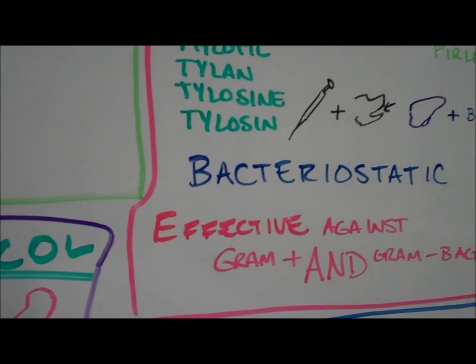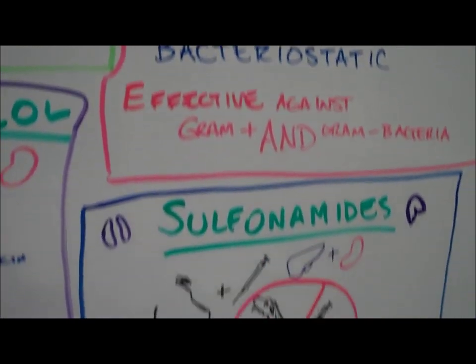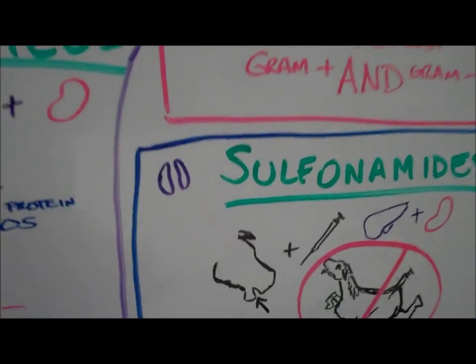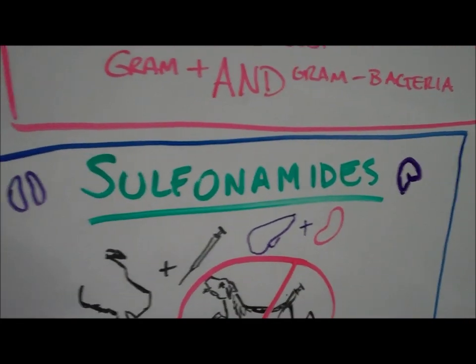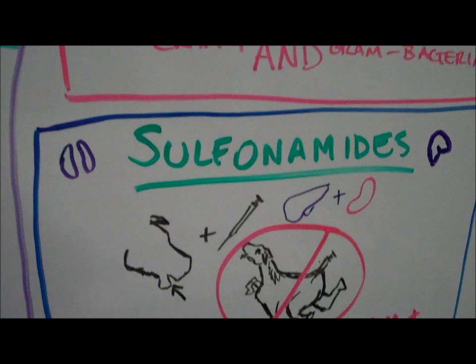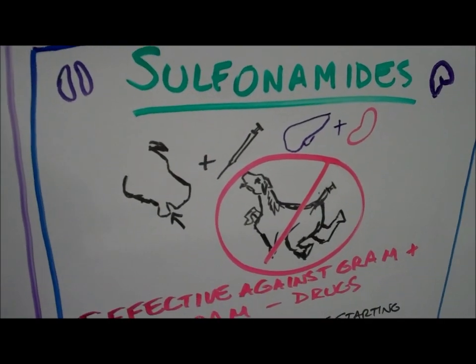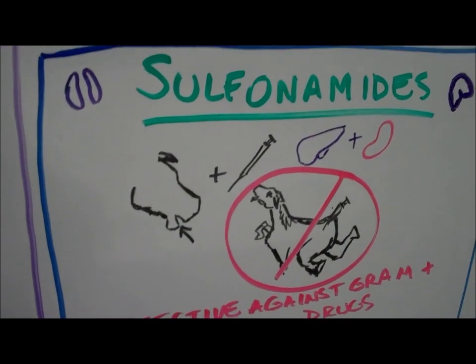Then the last one that we're going to talk about today is sulfonamides. I drew little hoof prints and stuff. See those hoof prints? I drew those. It's only used in large animals, so a couple of things about it. That's why I drew a horse instead of a dog this time.